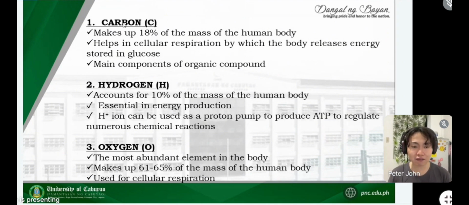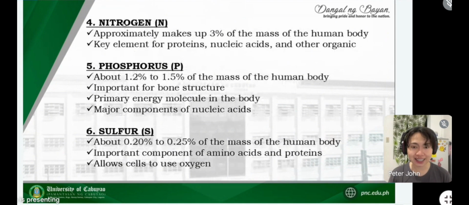Next, we have nitrogen. Nitrogen approximately made up of 3% of mass of human body. Key element for protein, nucleic acid, and other organic compounds. So, this nitrogen, even though 3% lang siya, obviously, katulong din siya for the interprocess.